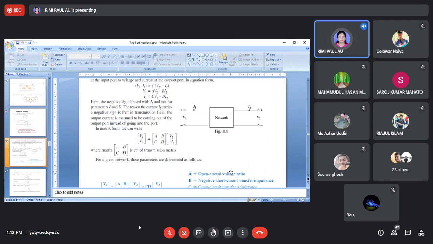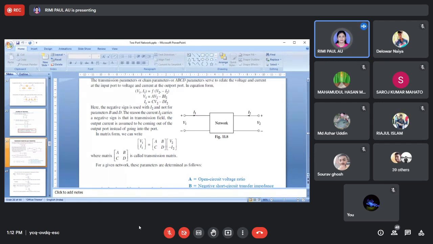Next is the transmission line parameter. Transmission line parameter, what you have to do? This is your transmission line parameter. V1 is equal to A V2, and so on, with A, B, C, D. These four are parameters. How to find out? First, you will do the open circuit.